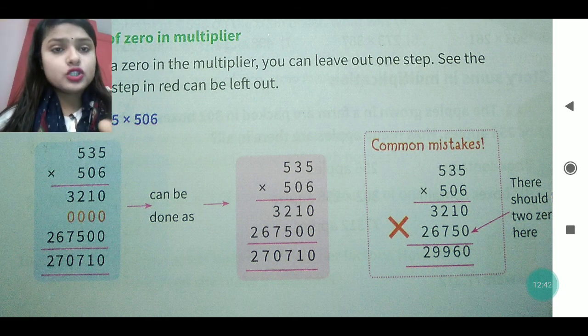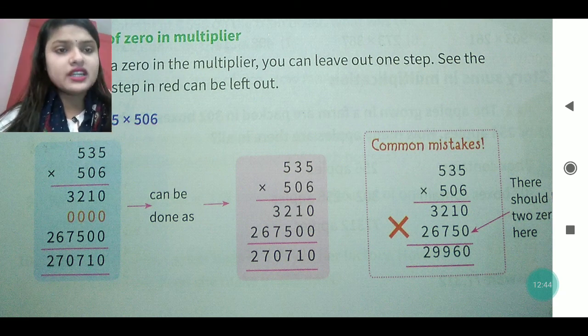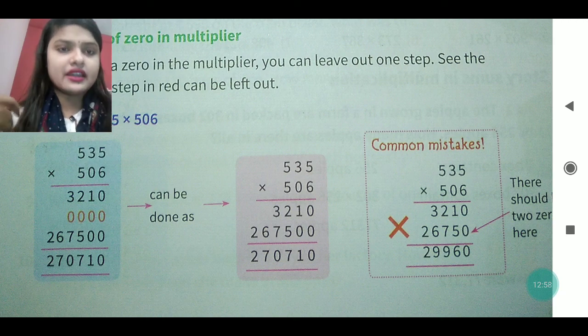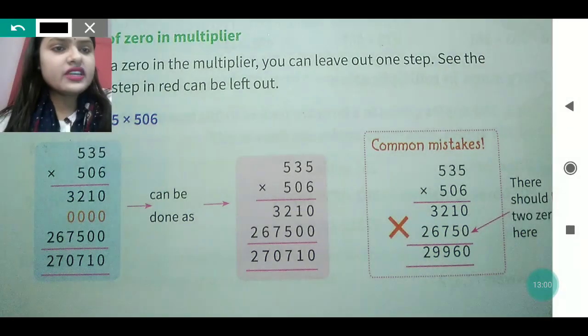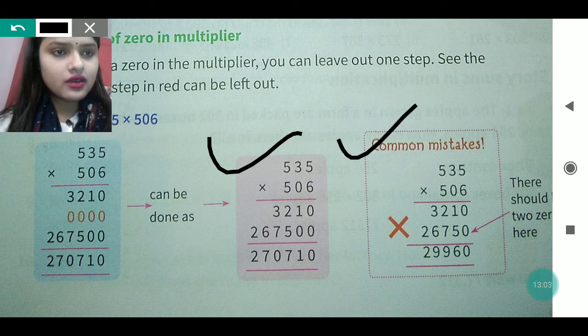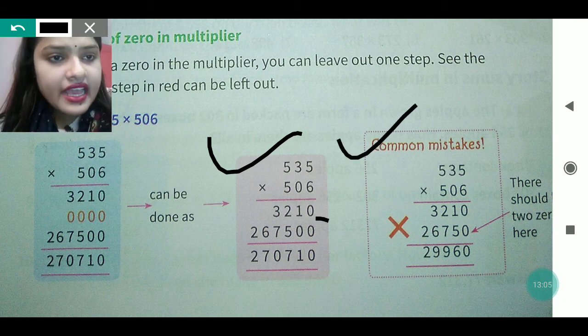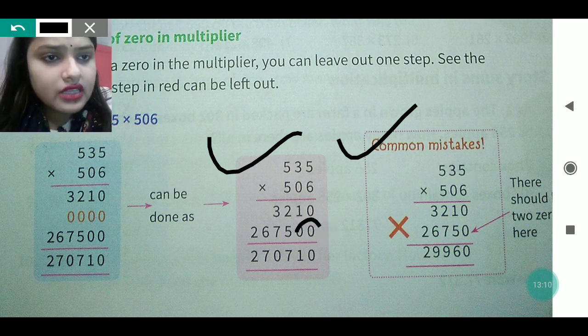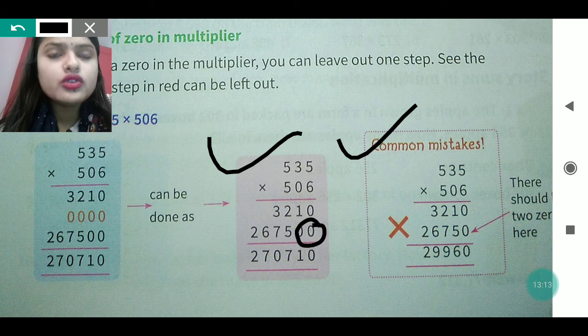Okay, but student, one more thing is written here. If you do it like this, then also you can see, my dear, you are getting the same answer. But what is the difference between this one and this one? The difference is that here 2 zeros are put. But what you all used to do? You used to put 1 zero. Here you can see 1 zero is put. So that is wrong.